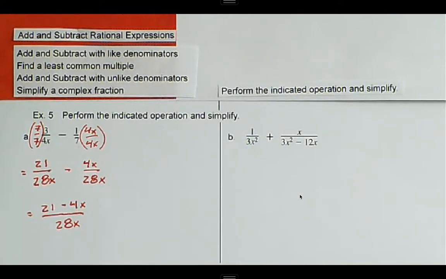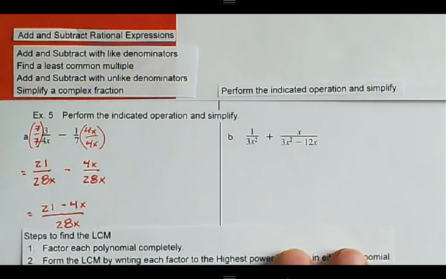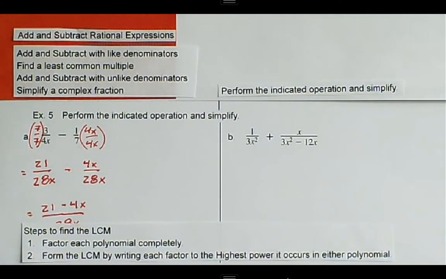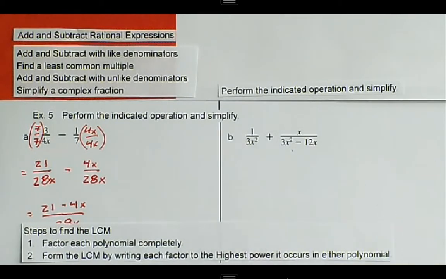We have another example, example B. Going back to our steps here, we want to factor the polynomial completely, because over here we have a 3x squared, and in the denominator over here we have a 3x squared minus 12x. So we want to factor each one completely first.